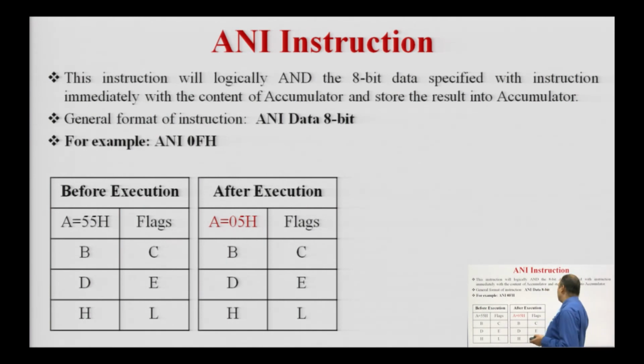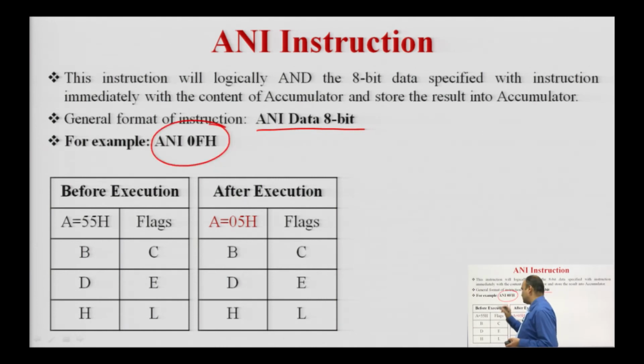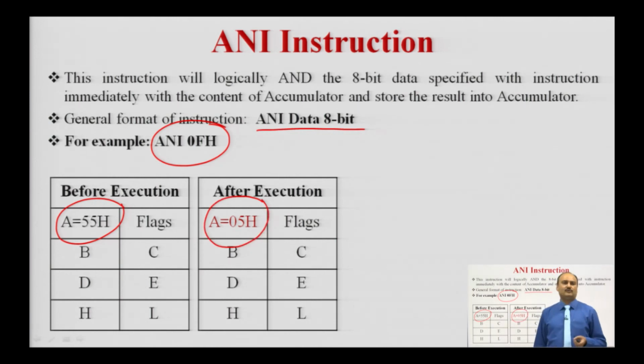This instruction will logically AND the 8-bit data specified with the instruction immediately with the content of the accumulator, and store the result of operation into the accumulator. The general format of the instruction is ANI data 8-bit. For example, ANI 0FH, where 0FH is the 8-bit data specified with this instruction. Before the execution, the content of the accumulator is 55H, and the specified 8-bit data is 0FH. When logically ANDed, the result is 05H, which is stored back into the accumulator, and according to the result of operation, the flags are modified.